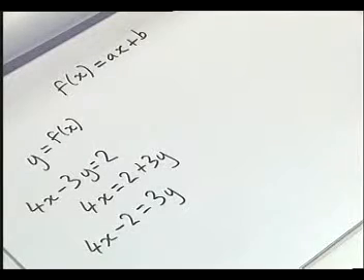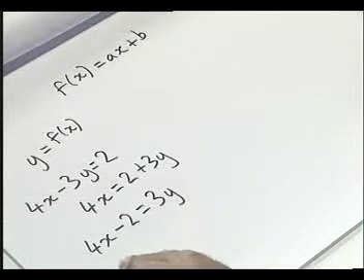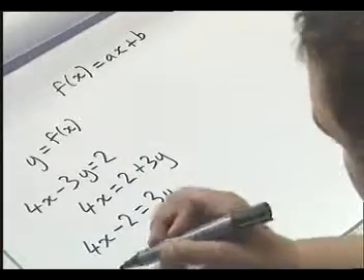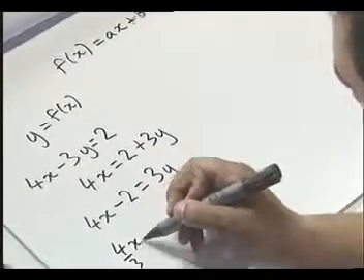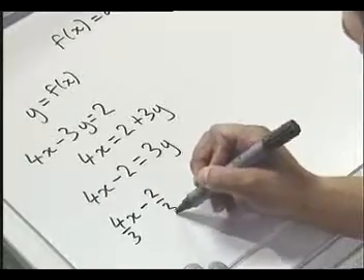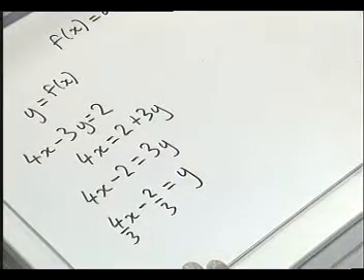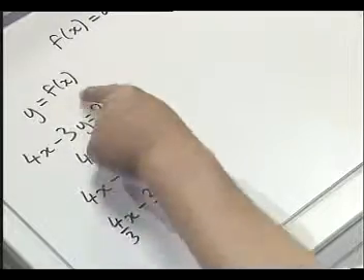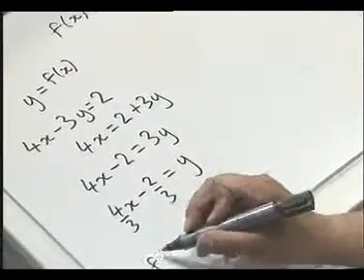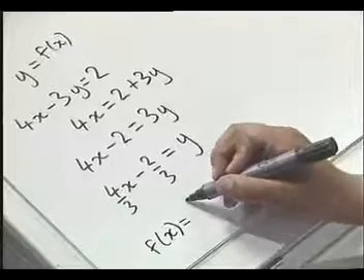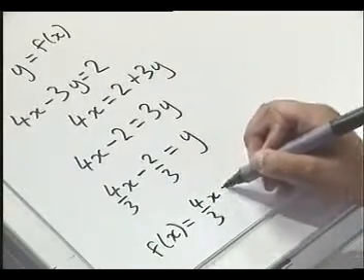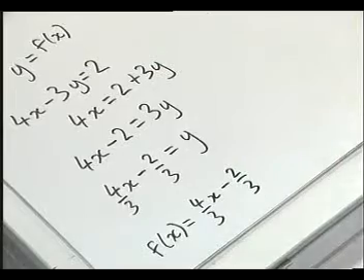And so finally, to make y the subject, I need to divide both sides by 3. So I get 4/3 of x minus 2/3 equals y. And as we said before, y equals f of x. So this means our function is actually f of x equals 4/3 x minus 2/3. So this function represents a straight line with a gradient of 4/3 and a y-axis intercept of minus 2/3.